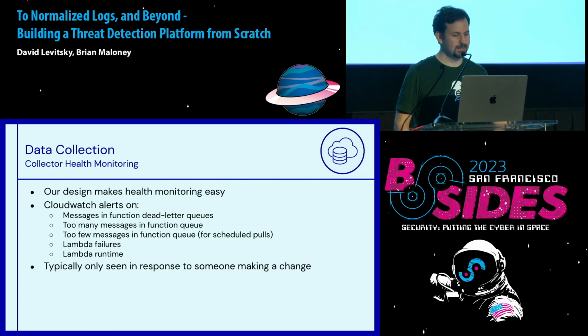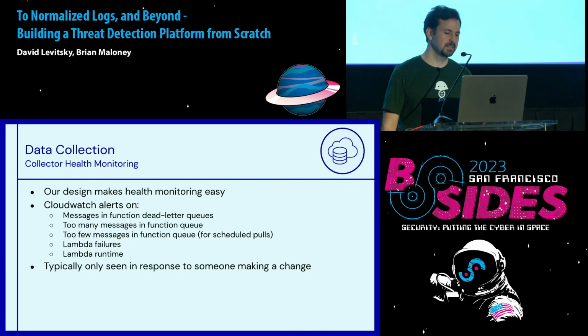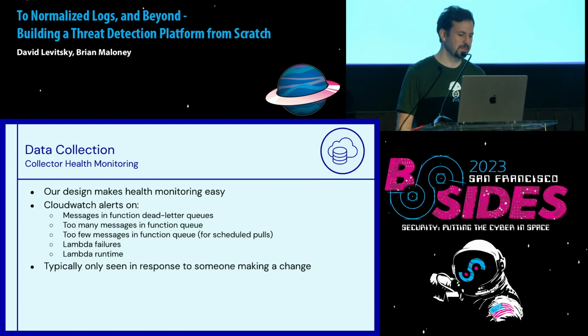So what if something goes wrong, right? Obviously, with these things you do sometimes get malformed logs. You do sometimes get a format changing. How do you detect that? Once again, we're using an AWS native architecture. So we use CloudWatch alerts to detect messages in dead letter queues from our SQS queues, too many messages, too few messages, Lambda failures, and the runtime of Lambdas, because there is a hard limit on Lambdas. You can set a limit on each Lambda, but the longest you can set is 15 minutes. So as you start to approach that, you do need to tune.